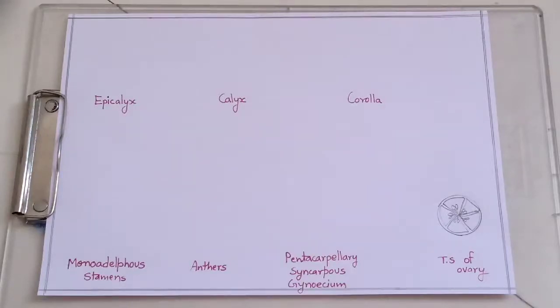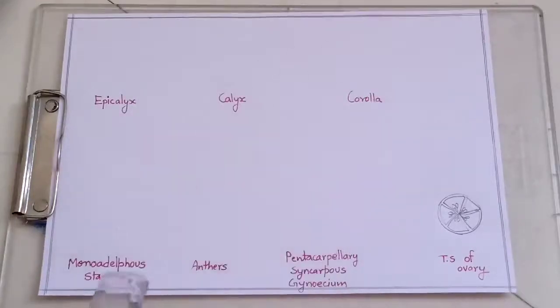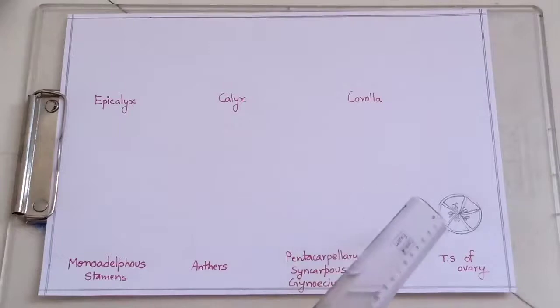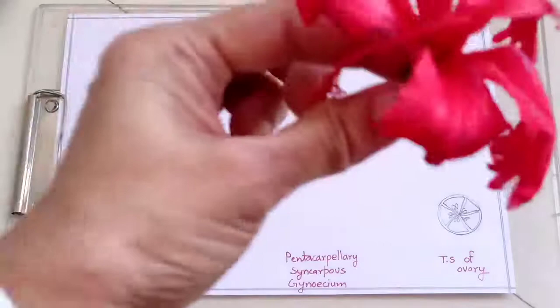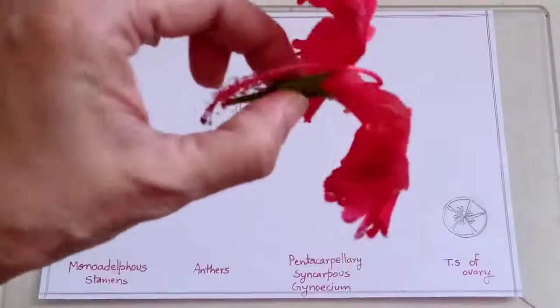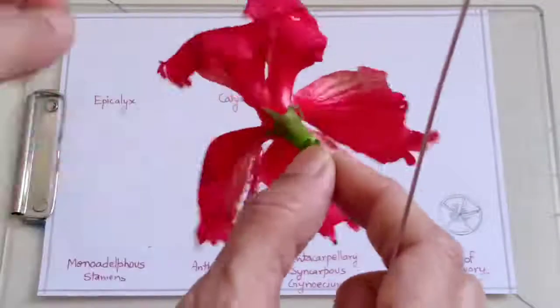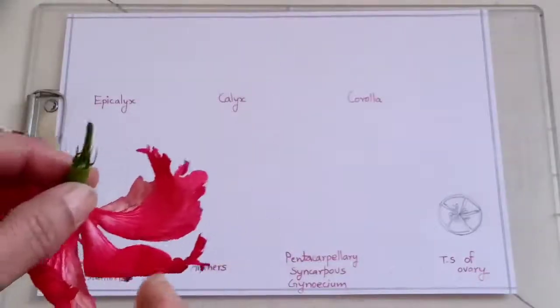For that, first of all, on A4 size paper, you have to write like this: epicalyx, calyx, corolla, monoadelphous stamen, anthers, pentacarpillary syncarpous gynoecium, and TS of ovary. Okay? Now, this is the hibiscus flower. I think everybody knows this. Fine. Now, one by one, we will remove each and every part of the flower and we will display it on this paper.